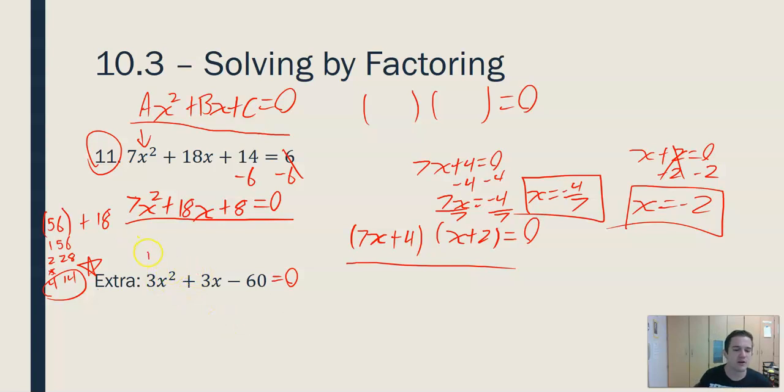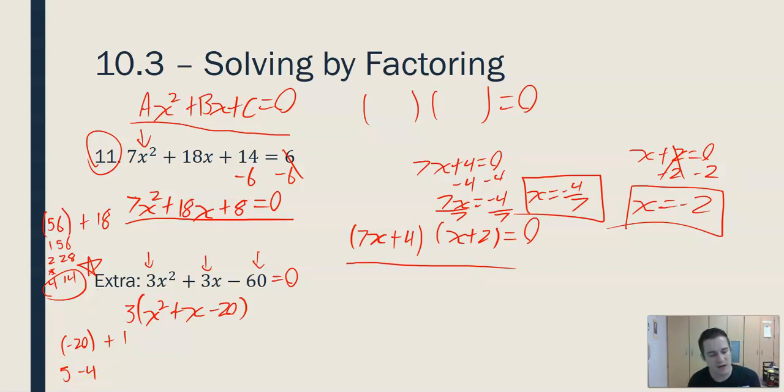I'm going to try to factor this expression. So first, notice I have a greatest common factor between all three of these terms. So I'm going to take 3 out and be left with x squared plus x minus 20. Okay, so now I need to find two numbers that multiply to make negative 20 and add up to 1. Well, I'm going to go through this pretty quickly. That's going to be 5 and negative 4. 5 times negative 4 is negative 20. 5 plus negative 4 is 1.